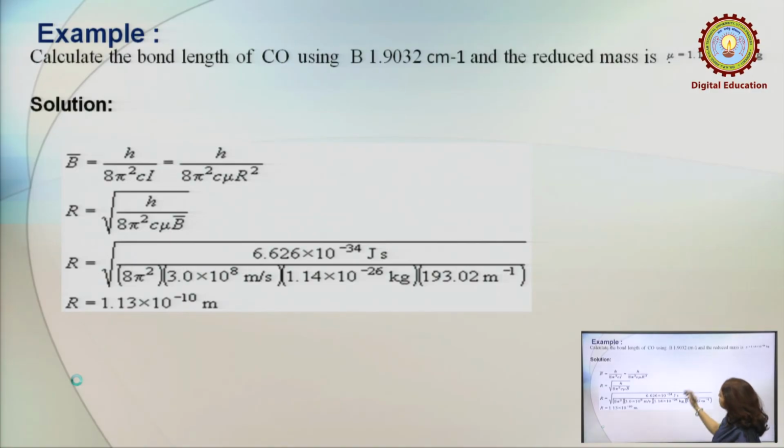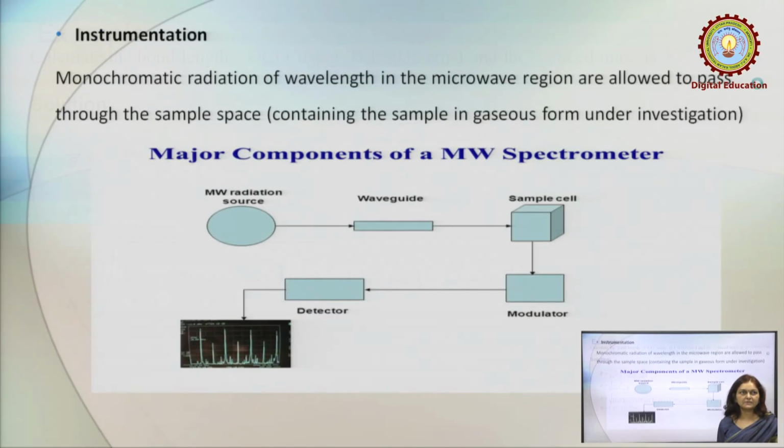This is another example. You have to calculate the bond length of carbon monoxide using the value of the rotational constant given in this, and the reduced mass is this. By putting in the formula, you can easily calculate the interatomic distance.